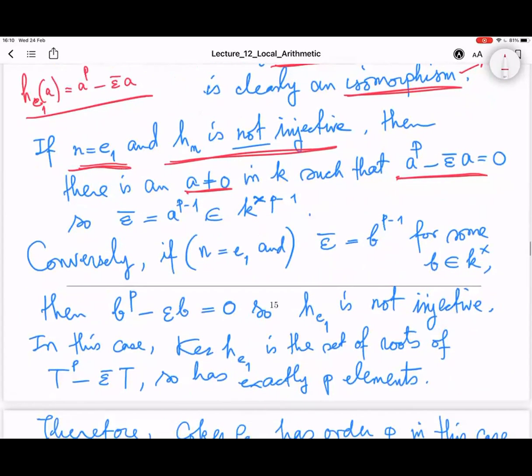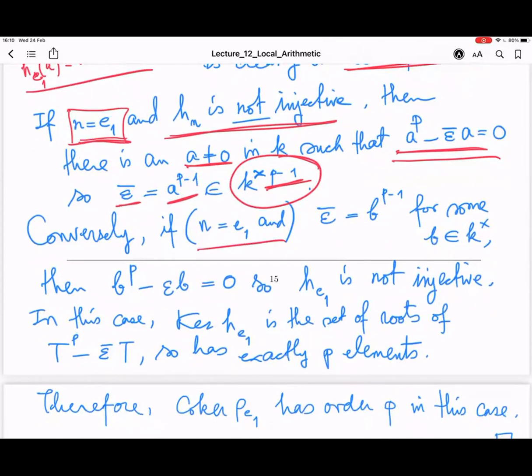Okay, so if Hn is not injective, then there's an a such that this happens. So epsilon bar, now I can cancel a, and epsilon bar is going to be a to the power p minus 1, and therefore epsilon bar is a p minus 1th power in k star. So what have I proved? If n is equal to E1 and Hn is not injective, then epsilon bar is a p minus 1th power.